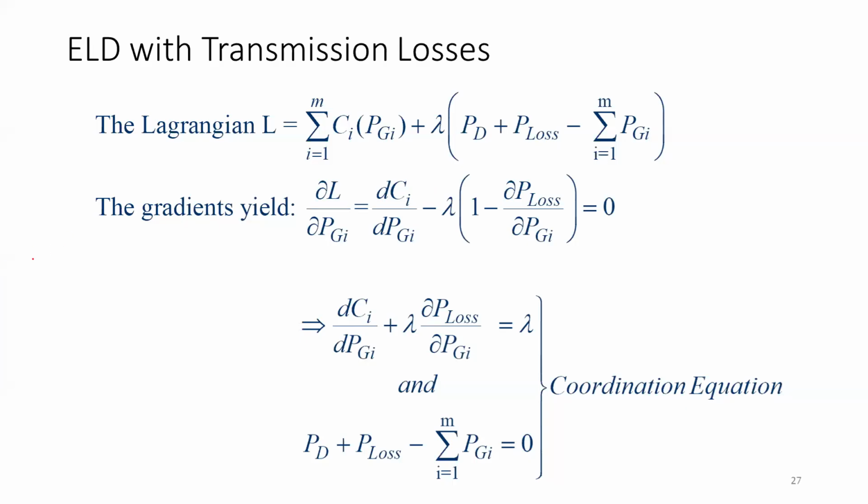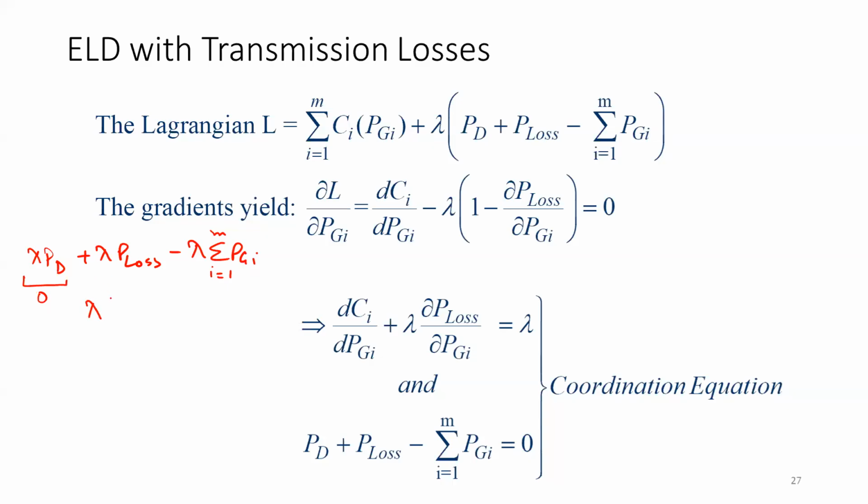Okay, so let me do it again. If I expand this, what do I get? Lambda into PD plus lambda into P loss minus lambda into summation of PGi, where i is equal to 1 up to M. I need to do the partial derivative of this with respect to PGi, right? Yes, this term becomes 0, no doubt, right?